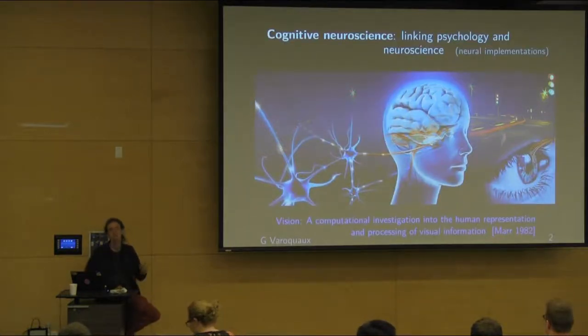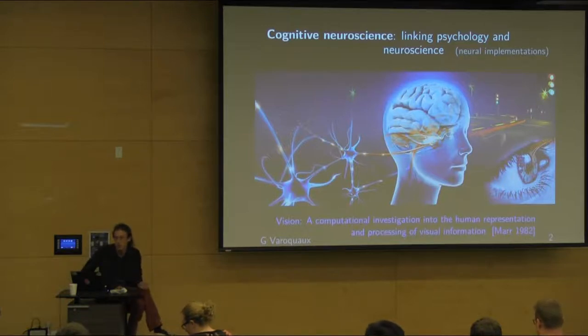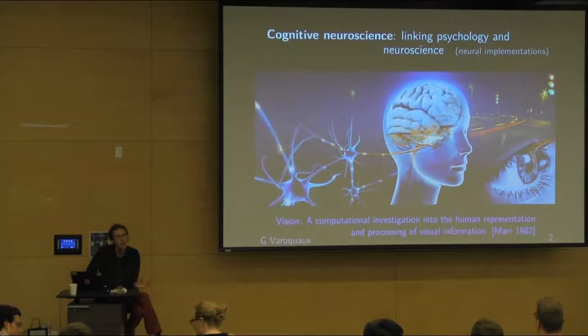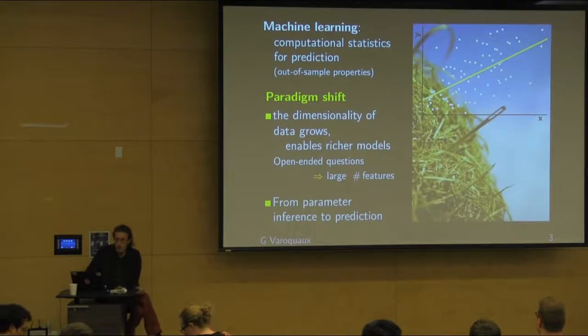And for the first session, I'll be interested in task fMRI, with a specific focus on cognitive neuroscience. So basically linking psychology and neuroscience, so the neural implementations. And so really the idea is, how can you understand mental processes, mental operations by looking at brain activity? And for this, I'll be using machine learning.